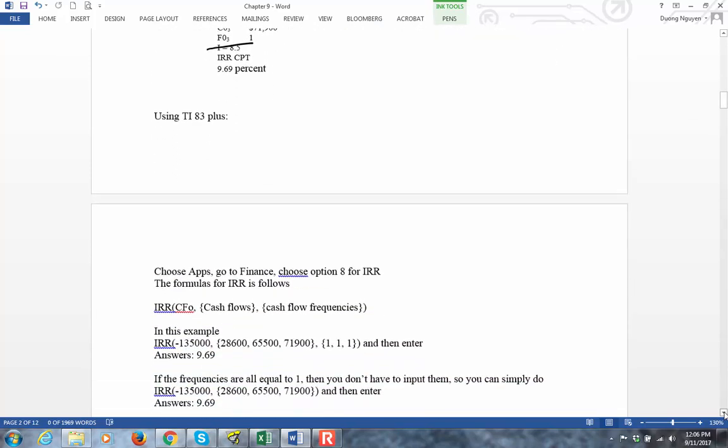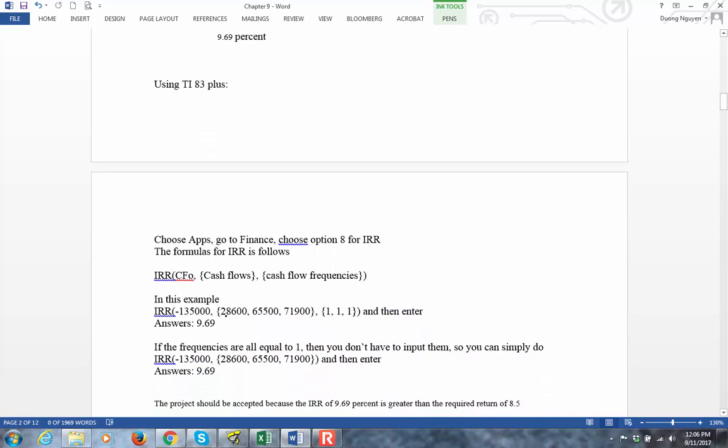So using the financial calculator, this is the formula. You go to apps, go to finance, choose option 8 for IRR. So you input IRR negative 135,000, curly bracket 28,600, 65,500, 71,900, close curly bracket. You can choose to input frequencies or you can ignore them if they are all equal to 1. So the answer is 9.69%.